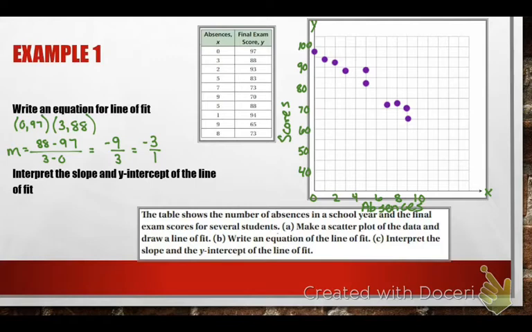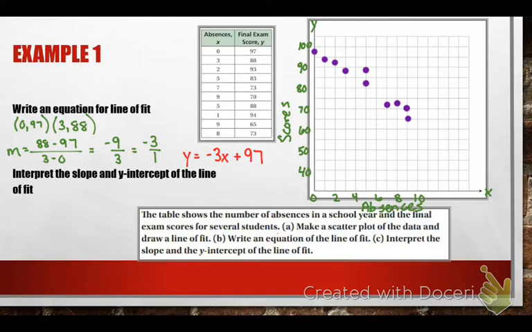Now, does anything in my ordered pairs tell me what my y-intercept will be? 0. Yes, the ordered pair that's matched with a 0 for my x value. Okay, so what is my y-intercept? 97. Remember what the y-axis stands for. All right, so let's look at this equation. Y equals negative 3x plus 97. All right, do you see how I put that together?